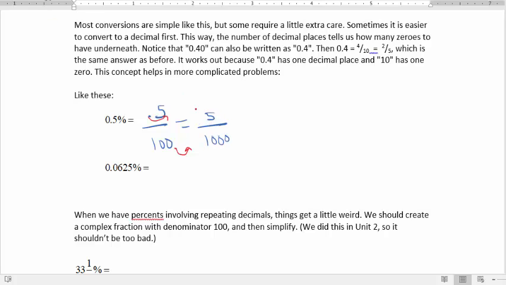And then I can simplify the fraction by dividing by the GCF, right? So 5 divided by 5 is 1. 1,000 divided by 5 is 200. So 0.5% is actually 1/200th.